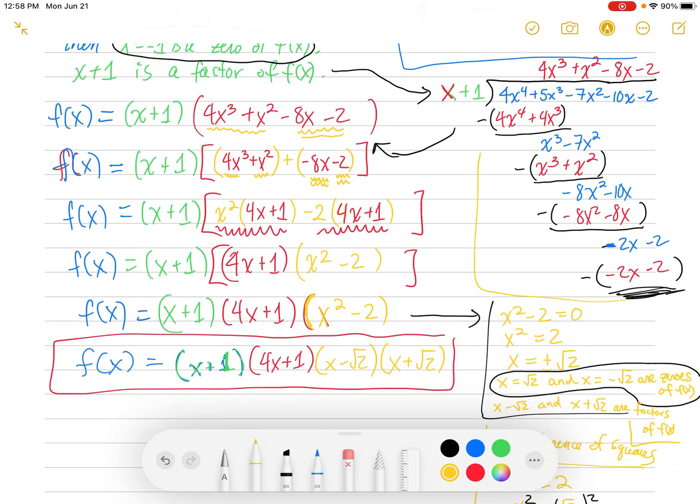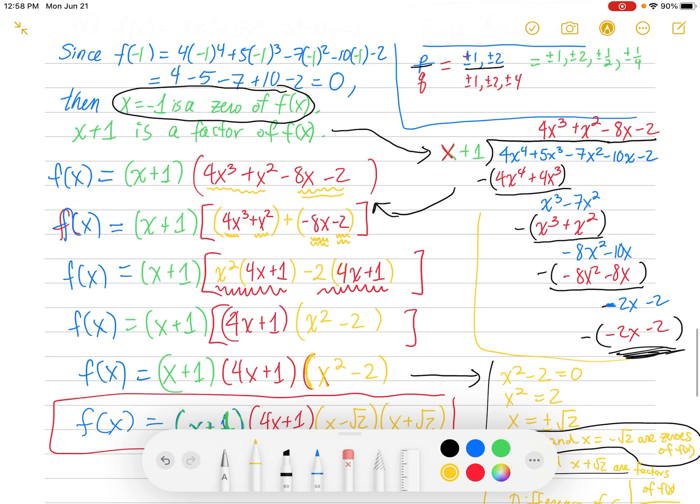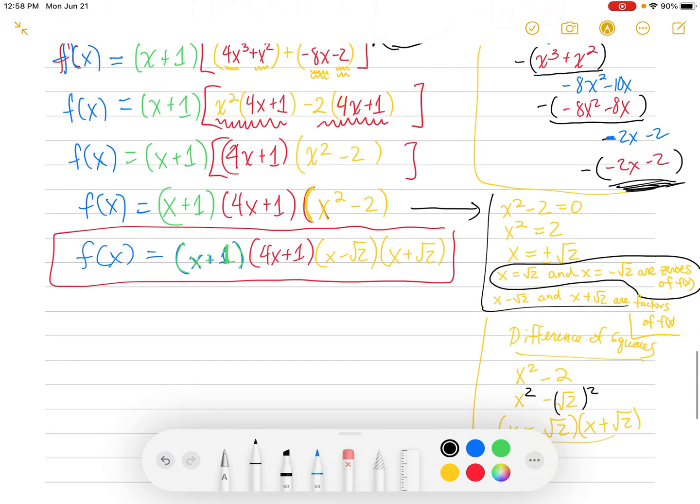Okay, so do we have everything we wanted? Okay, so we have our factorization in the red box. It's a complete factorization. We have that x equals negative 1 is a 0. I'm going to emphasize that. Okay. We have x equals root 2, x equals negative root 2 are zeros. Okay, we also forgot this red one, so we need to do the red one.